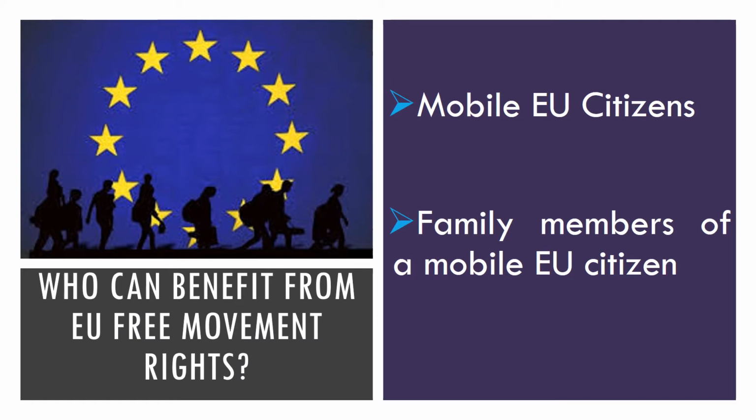So, who are the beneficiaries of free movement? The right to free movement applies to mobile EU citizens, but also to their family members. Being a family member of a mobile EU citizen is particularly important for third country nationals, abbreviated as TCNs, and for EU citizens who do not have an autonomous right to reside in the host member state. This means EU citizens who don't have a regular immigration status in the host member state. It is therefore essential that we understand who is a mobile EU citizen and who is a family member.